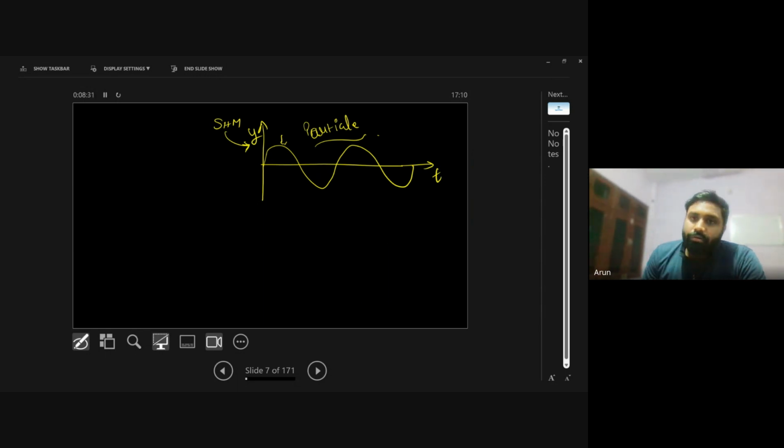Got it? Although this is a good example to understand the transverse wave, because here the particle motion is perpendicular to the wave motion. Wave is traveling in this direction. Particle is oscillating perpendicular, to and fro. But do not restrict your mind to this picture only, because if I talk about the longitudinal wave you can also represent it like this.